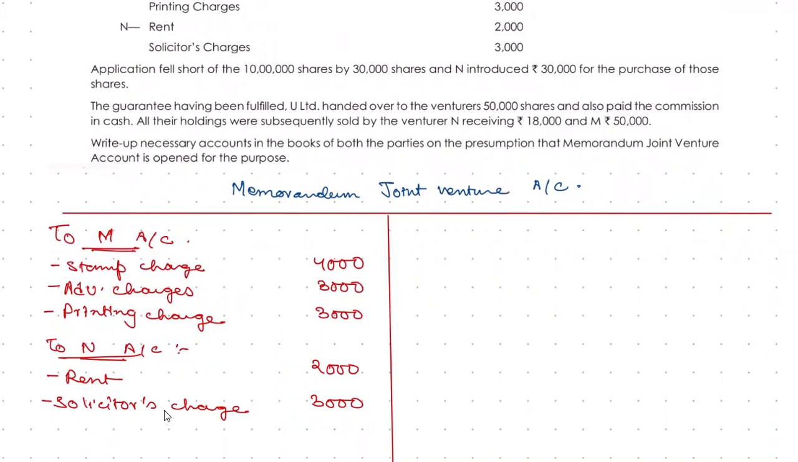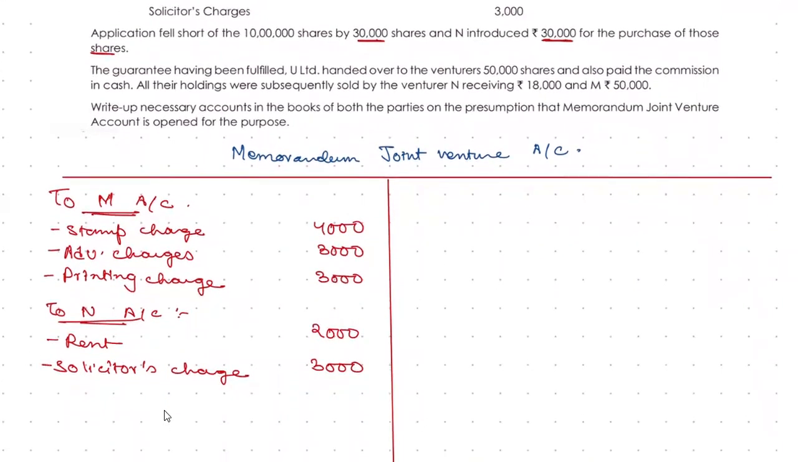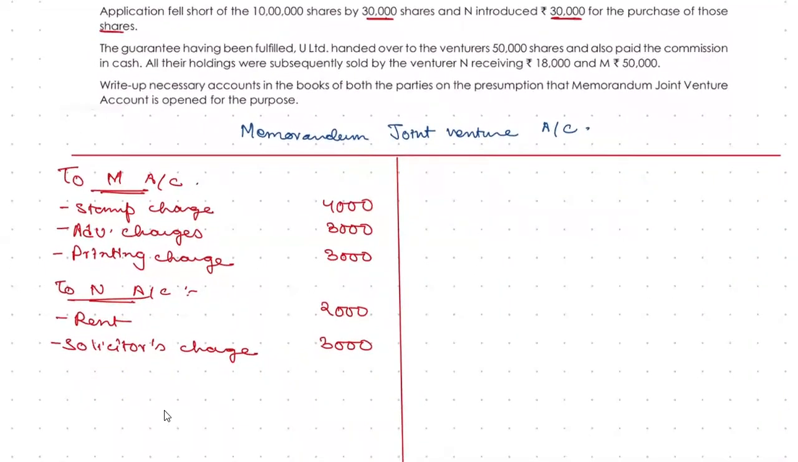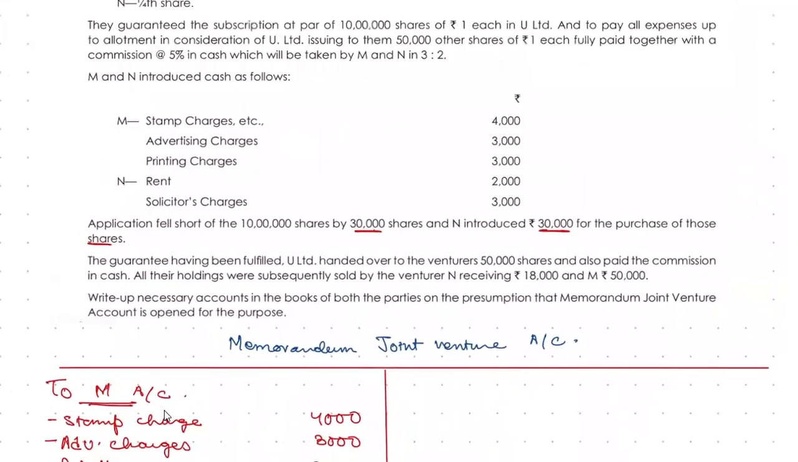Now see, they fell short by 30,000 shares and N introduced 30,000 for the purchase of those shares. That means N purchased it, but still it will be an expense for the joint venture. To N, purchase of shares 30,000. Okay. Now see, issuing them 50,000 other shares of ₹1 each fully paid together with the commission of 5%.